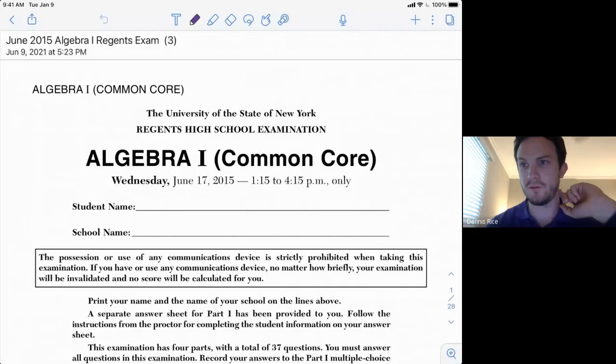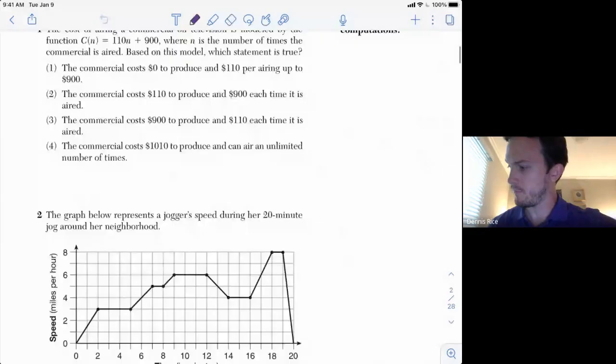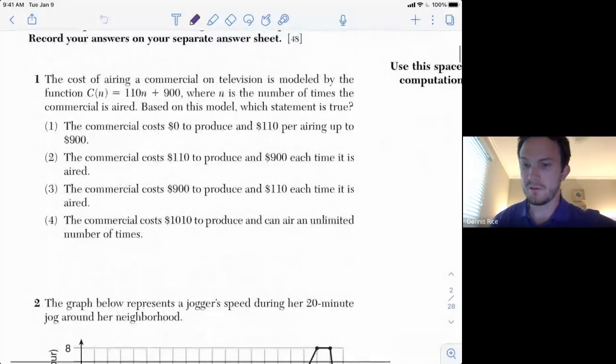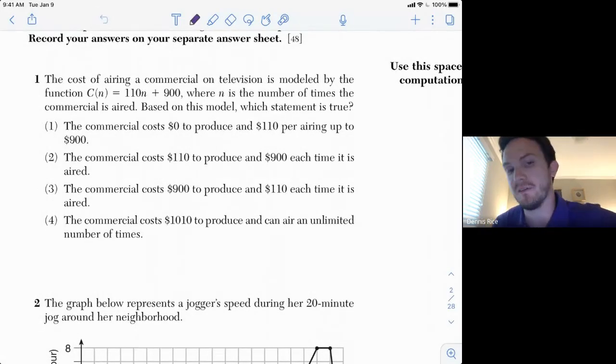All right, June 2015, multiple choice. Let's take a look. All right, so we'll start with a modeling question here. This is one of those where they give us a linear equation and they want to know what do these numbers mean. So based on this model, which statement is true?